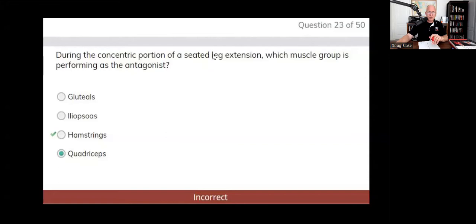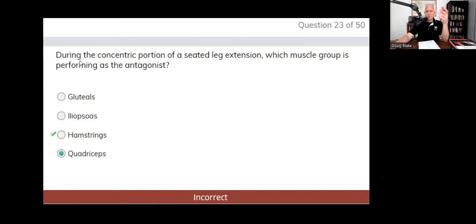So let's go back to the question. I'll pull this up. And I hope this makes sense. During the concentric portion of a seated, okay, so what's the exercise? The seated leg extension. During the concentric portion of the seated leg extension, what muscle is responsible for knee extension? It's a leg extension machine, so it's the knee. Well, it's the quadricep, right? Concentric is shortening. During the shortening portion, which muscle group shortens during a seated leg extension? That's how you would read this.